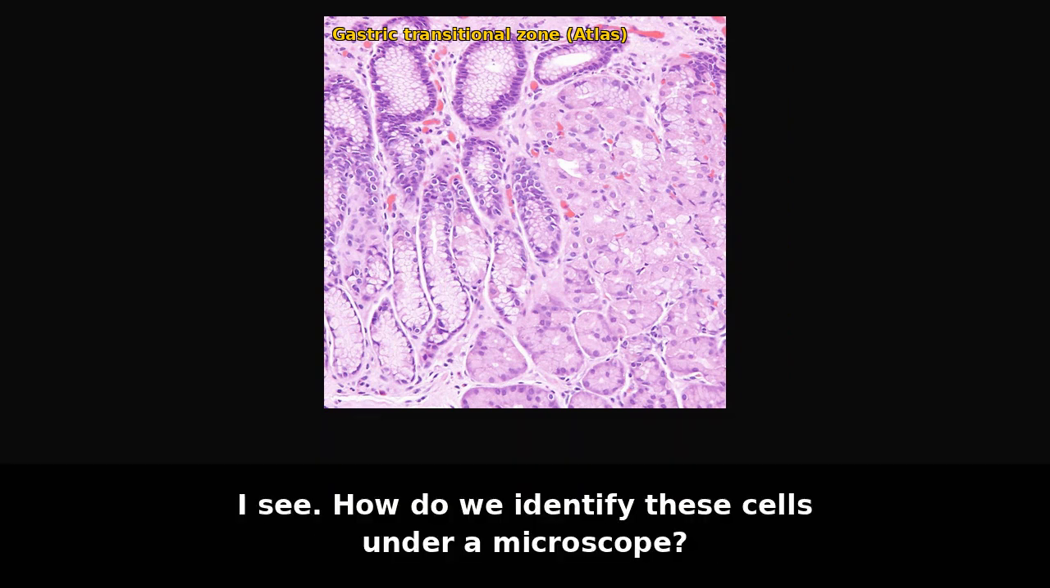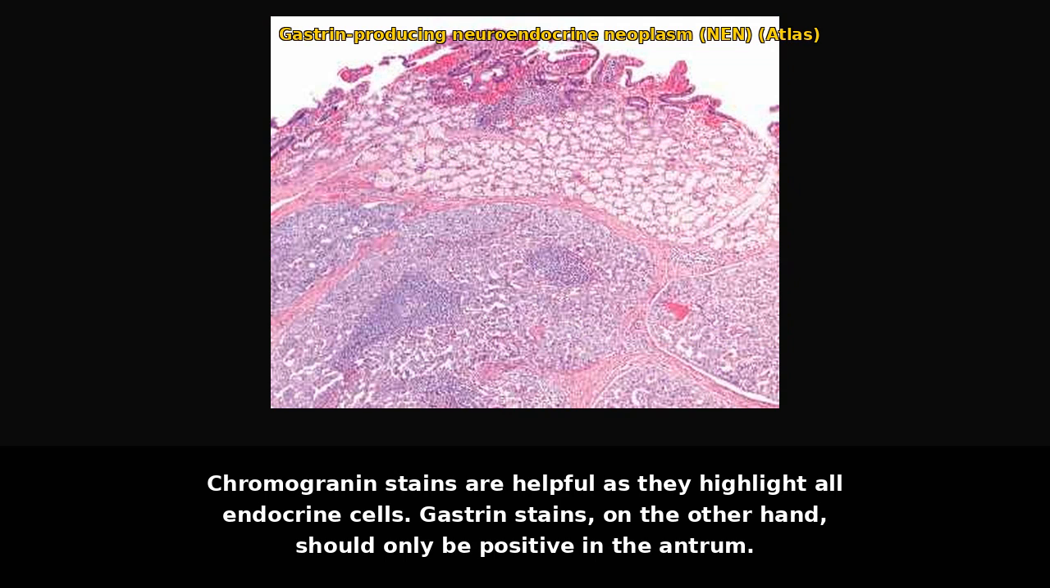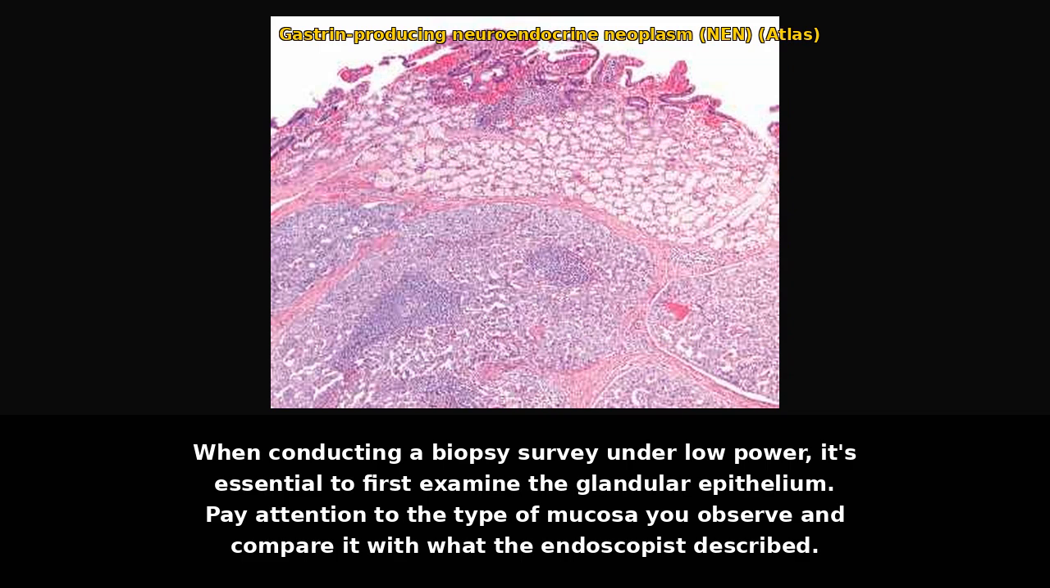I see. How do we identify these cells under a microscope? Chromogranin stains are helpful as they highlight all endocrine cells. Gastrin stains, on the other hand, should only be positive in the antrum. When conducting a biopsy survey under low power, it's essential to first examine the glandular epithelium, pay attention to the type of mucosa you observe, and compare it with what the endoscopist described.